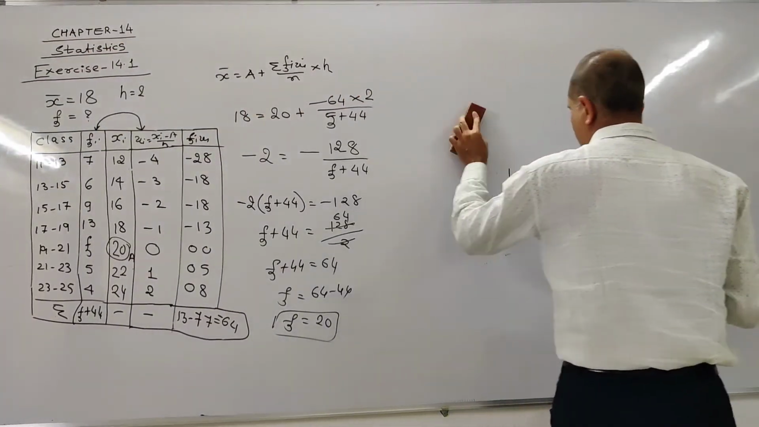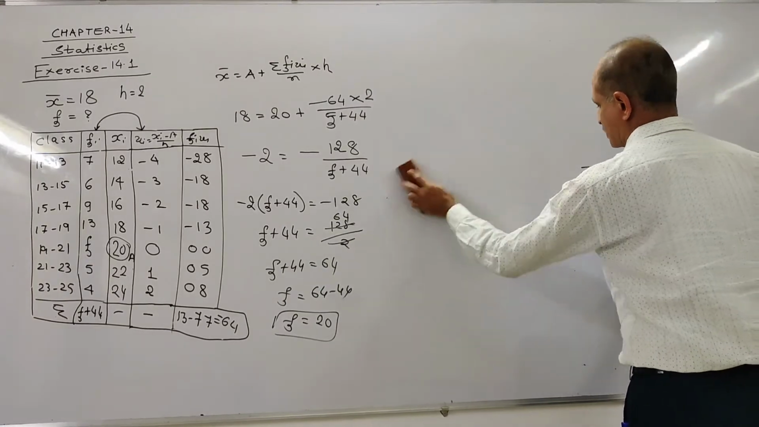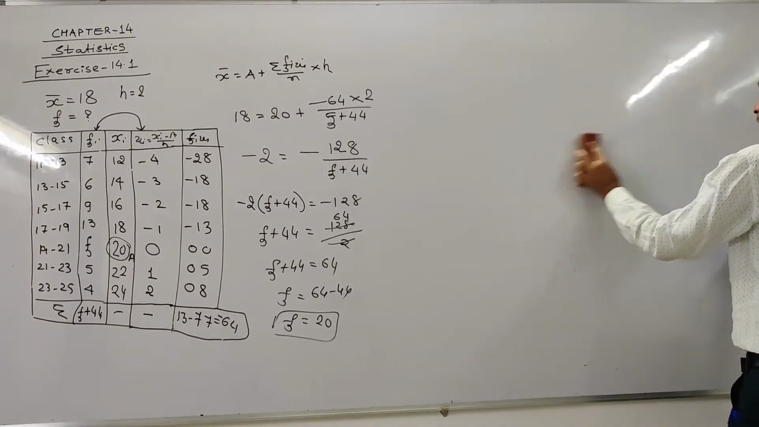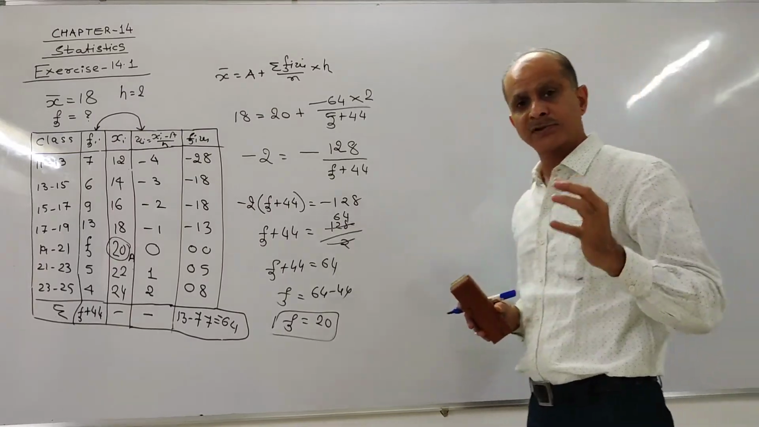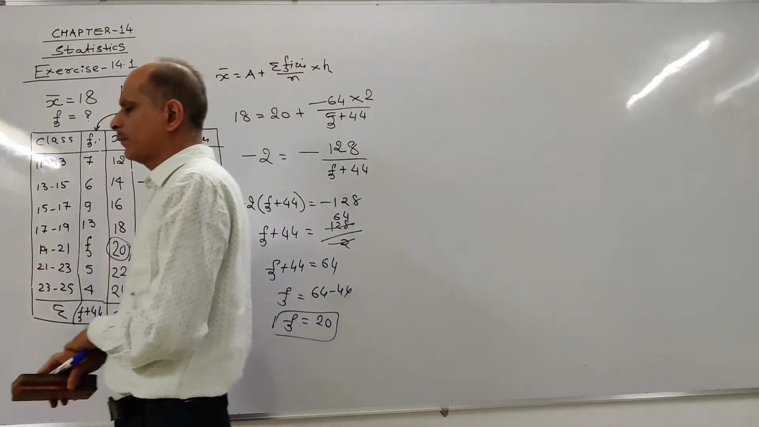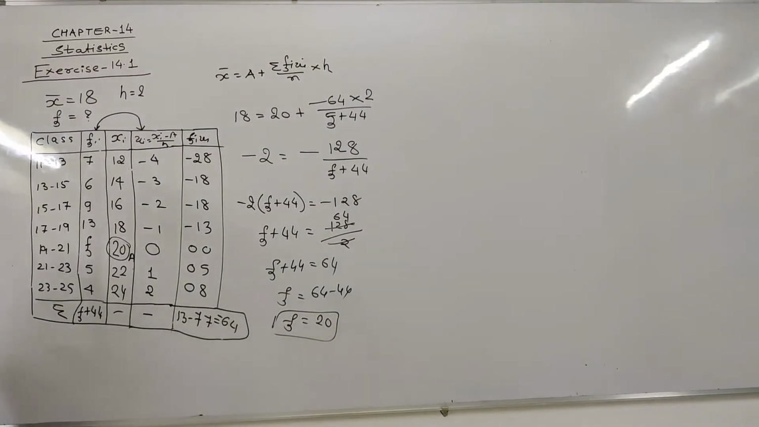So there is only one example in your exercise 14.1 to find out the missing frequency. Now we know how to find out the missing frequency. First, prepare class. It is already given to you. Second column, prepare Fi. This is already given to you. Here you have to find out the sum of all frequency. Here it is in the form of F plus 44. Now we know how to find out Xi. That is class mark, lower limit plus upper limit by 2.